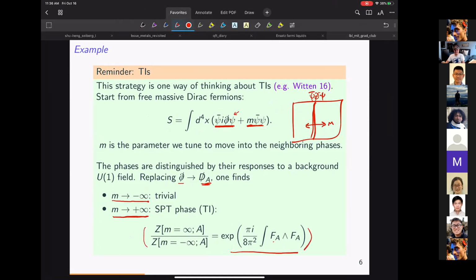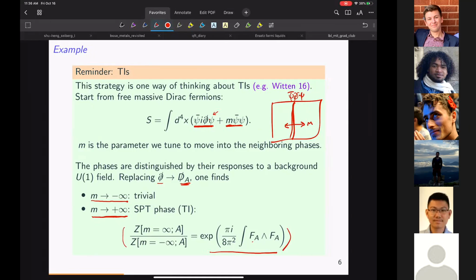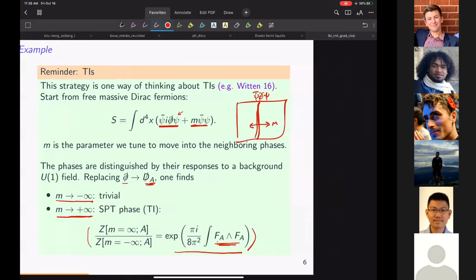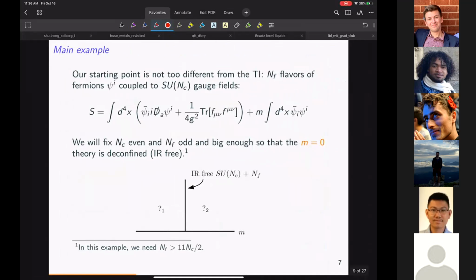I'm not going to explain where this formula comes from, but just remember for the rest of the talk that if I have fermions with very large positive mass and very large negative mass, they differ by their response to this background gauge field. Okay. So the example that we found that illustrates this kind of phase transition that goes beyond Landau-Ginzburg theory is in the same spirit as this topological insulator thing, but we start with non-abelian gauge fields and a bunch of fermions and so on.